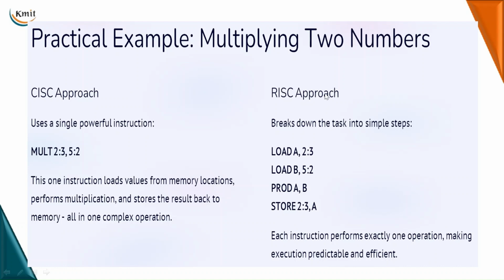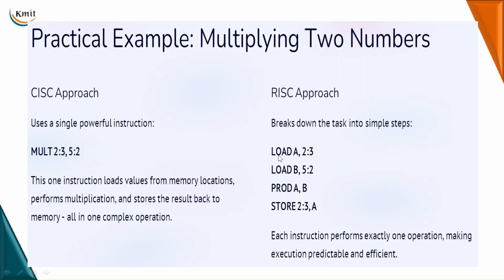So if you consider a RISC approach, in case of a reduced instruction set computer, since it contains simple instructions, we are going to break down the task into simple steps and then execute them. As I already told you, the RISC architecture is also called load and store architecture. So it implements the concept of load and store instructions and performs operations on the memory. Say, for example, I want to multiply the contents of two memory locations. 2 3 is a memory location where I have the first operand, and 5 2 is a memory location where I have the second operand. I want to perform a multiplication operation on these two operands.